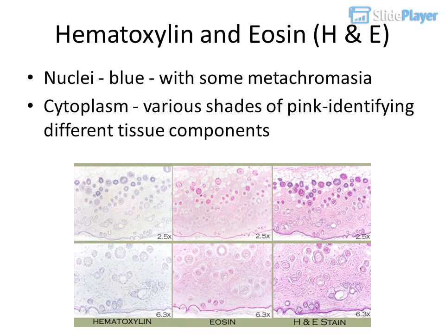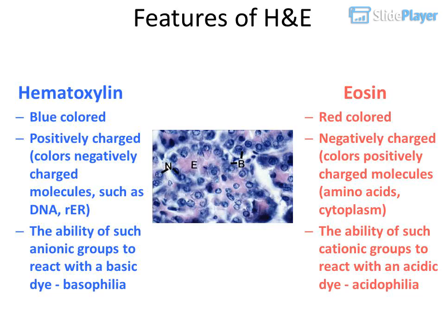Hematoxylin and Eosin, H&E. Nuclei appear blue, with some metachromasia. Cytoplasm appears in various shades of pink, identifying different tissue components. Features of H&E. Hematoxylin: blue colored, positively charged, colors negatively charged molecules such as DNA and RNA. The ability of such anionic groups to react with a basic dye is basophilia. Eosin: red colored, negatively charged, colors positively charged molecules such as amino acids and cytoplasm. The ability of such cationic groups to react with an acidic dye is acidophilia.